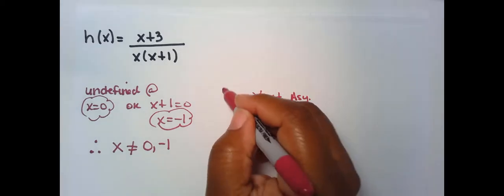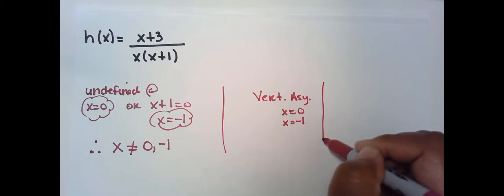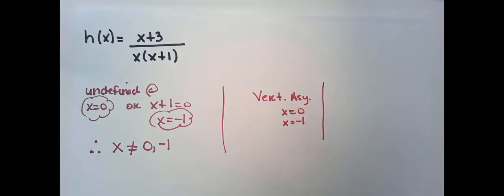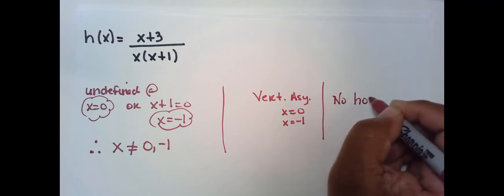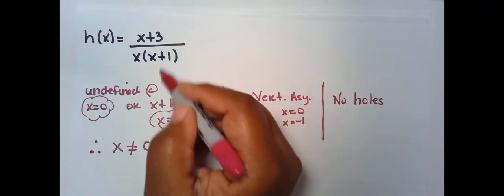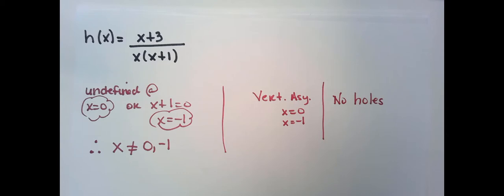And then do we have any holes here? Yes or no? There are no holes because the numerator and denominator cannot be factored. So we are done as far as case 1.